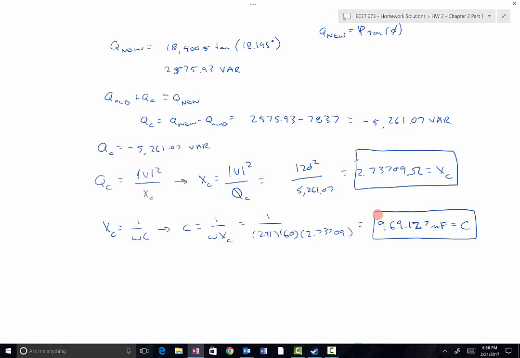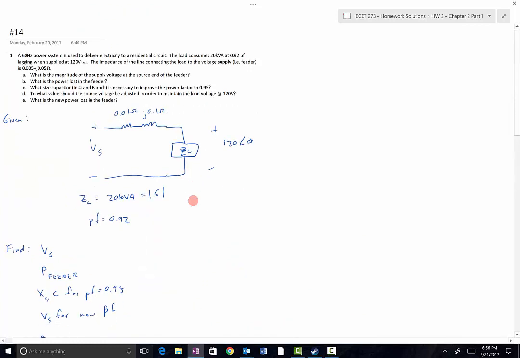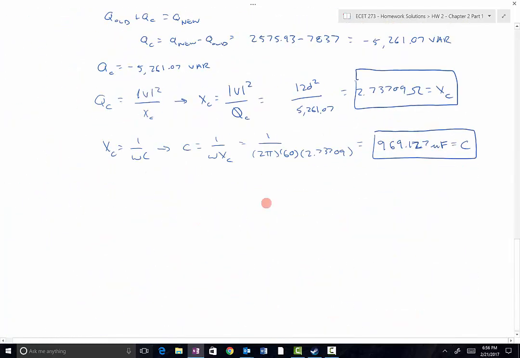So part D asked us to determine, if we scroll all the way up to the top, what value the source voltage should be adjusted to in order to maintain the load voltage at 120. The problem with putting that power factor correction capacitor in there is it's not enough. If we correct the power factor, that's going to reduce the supply current and therefore reduce the voltage drop, and it's going to raise the load voltage. So we got to repeat this calculation here, given our new information.